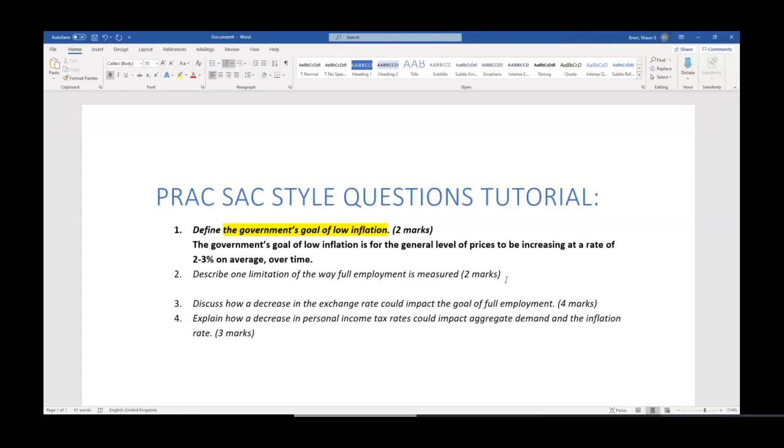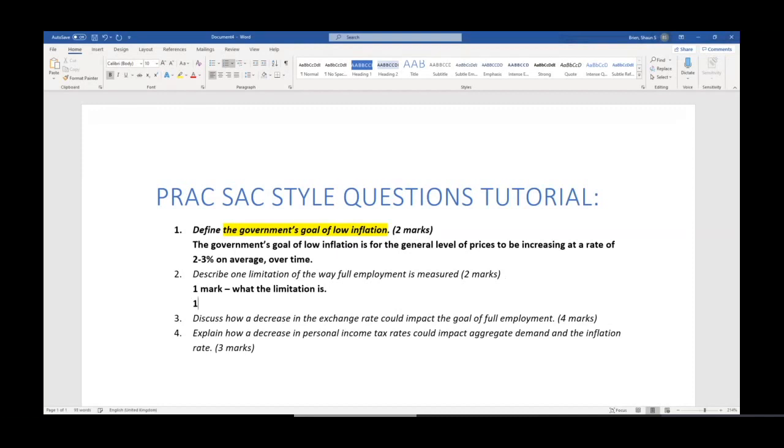One of the most important things for the 2 marks here is that 1 mark is going to come from just saying what the limitation is. And then the other mark is going to come from describing why that's a limitation. And that's where people, even when it's open book, might make a mistake.